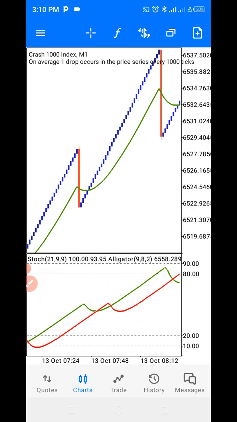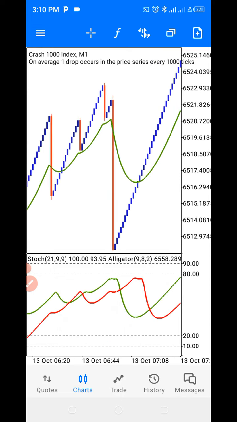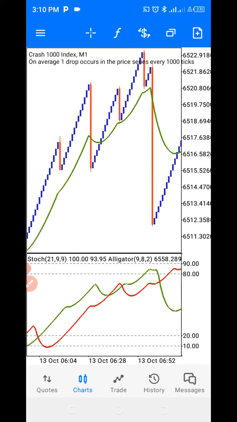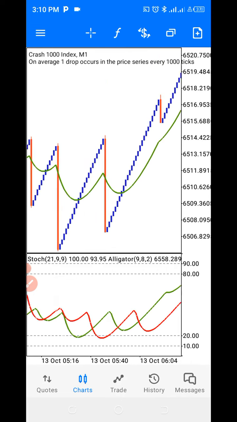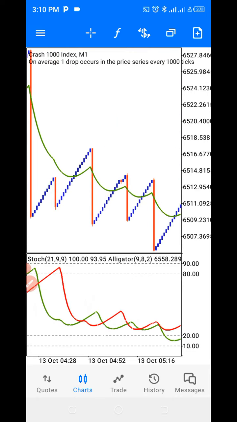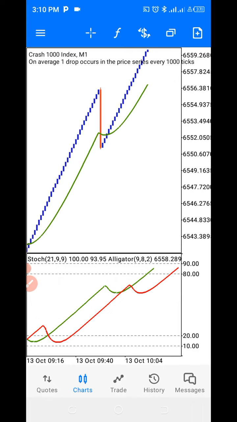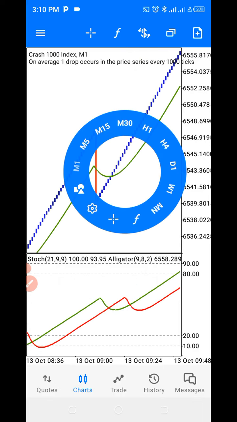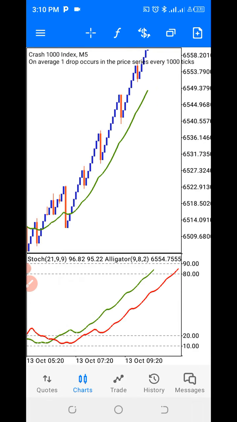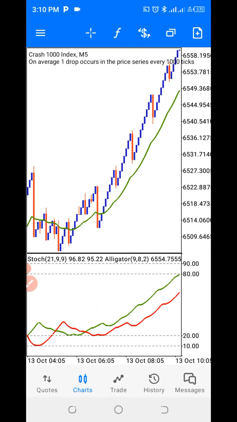But since the majority are scalpers, we'll be using the 1 minute time frame. Basically what we'll be looking out for is a spike. Then after the spike, we'll go to our 5 minute time frame, and you can actually see.